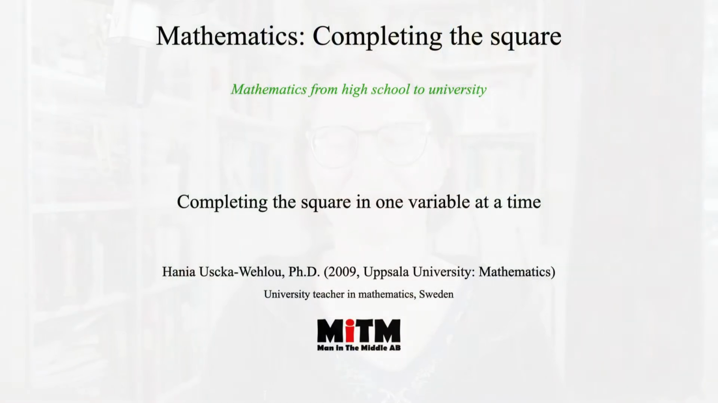Hello, so now you know how to complete the square in one variable, and what we are going to do now is a kind of a variant on this. We will complete the square in several variables, but one variable at a time. So it's actually the same method, but repeated 2 or 3 times. Let's start. Completing the square in one variable at a time.